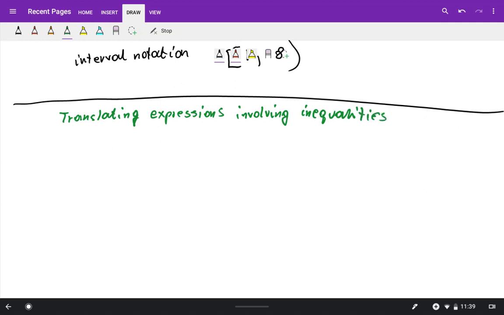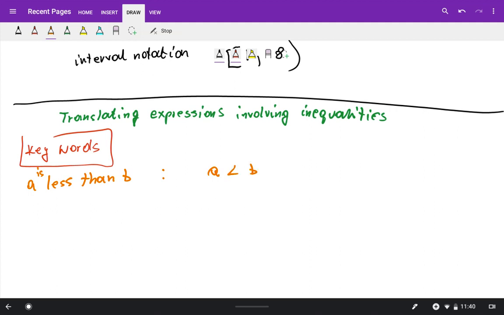Similar to what we did when we translated expressions into equations, I will just give you keywords with inequalities, so that will help. Of course, less than. So A is less than B. That means that A is less than B.